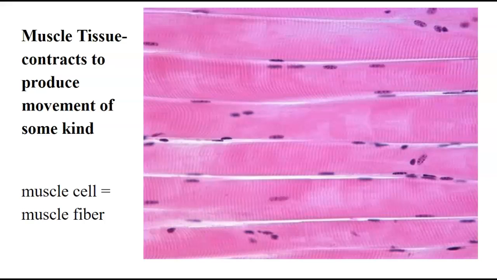Muscle tissue is all about producing some kind of contraction of a cell or cells and resulting in movement. It might be movement of a part of the body, the whole body, or something moving through the body. Worth noting too that a muscle cell is called a muscle fiber.